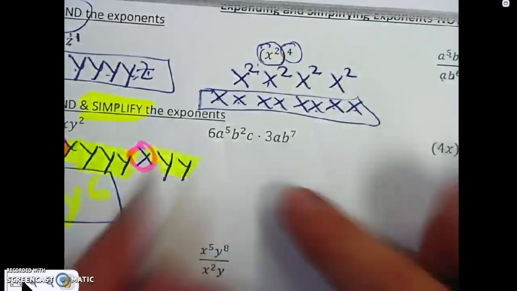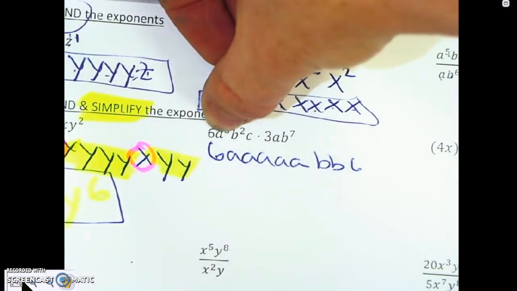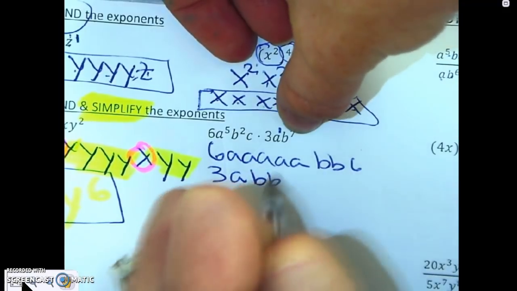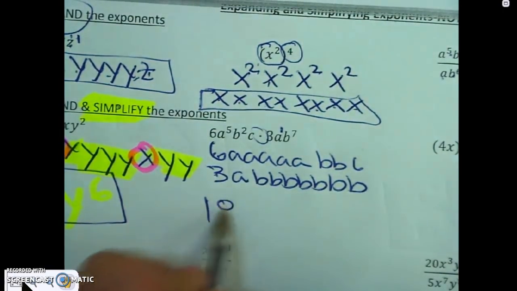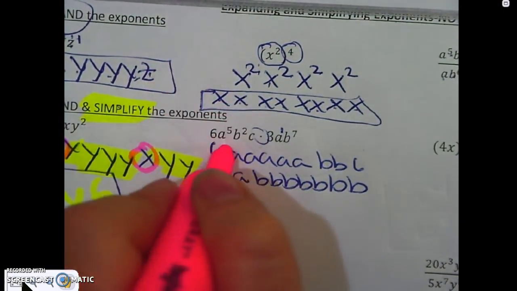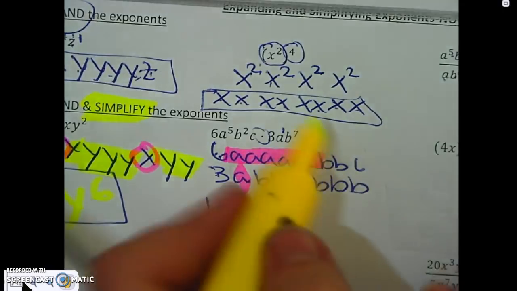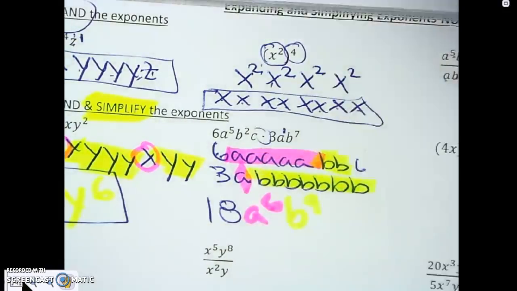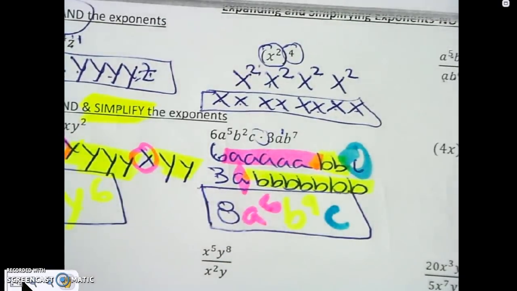I see this one. 6. 1, 2, 3, 4, 5. 1, 2. Done. 3. 1 a, because there's 1 right there, and then 7. 1, 2, 3, 4, 5, 6, 7. So I multiply 6 times 3, 18. Count my a's: 1, 2, 3, 4, 5, 6. A to the 6th. I count my b's: 2 here, 7 here. I have 9. And then boom, there's my c. Simplify. So 18.